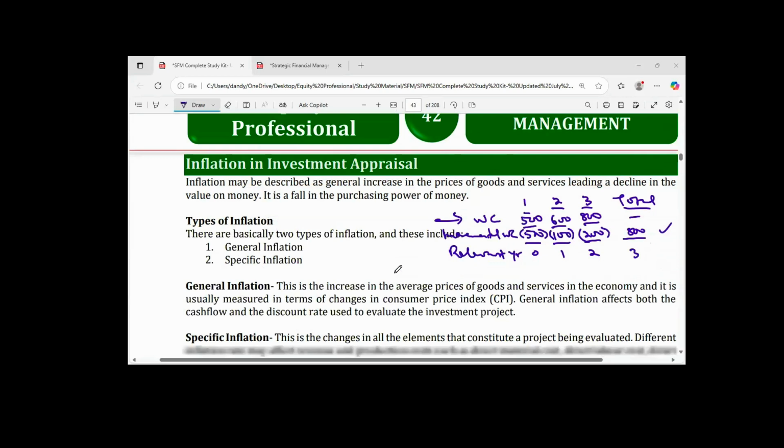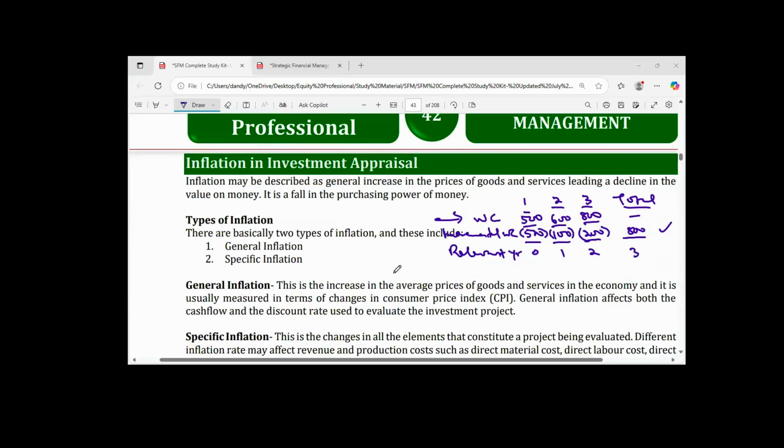Now, I will not dwell too much on this as far as inflation is concerned. So just go and read it. I can't be telling you what inflation is. Hello, sir. Yes.